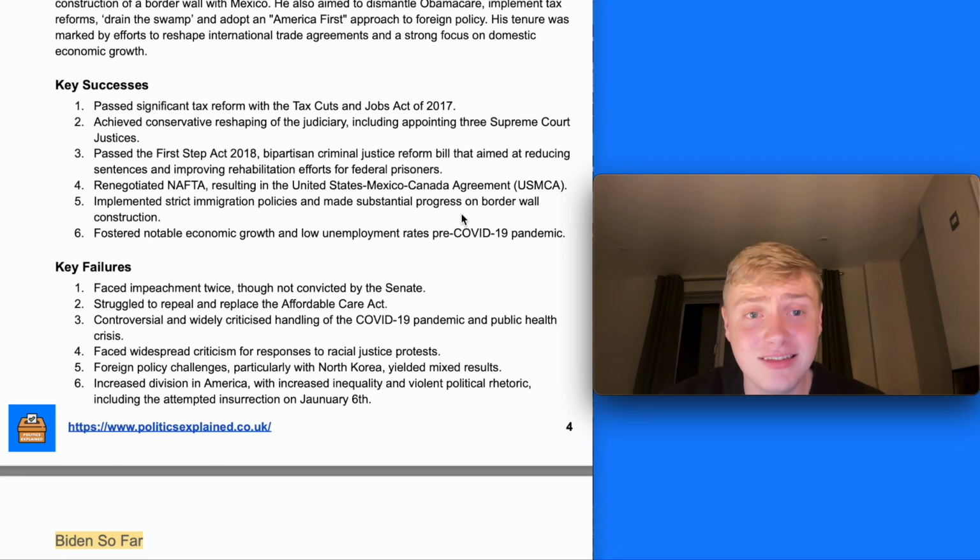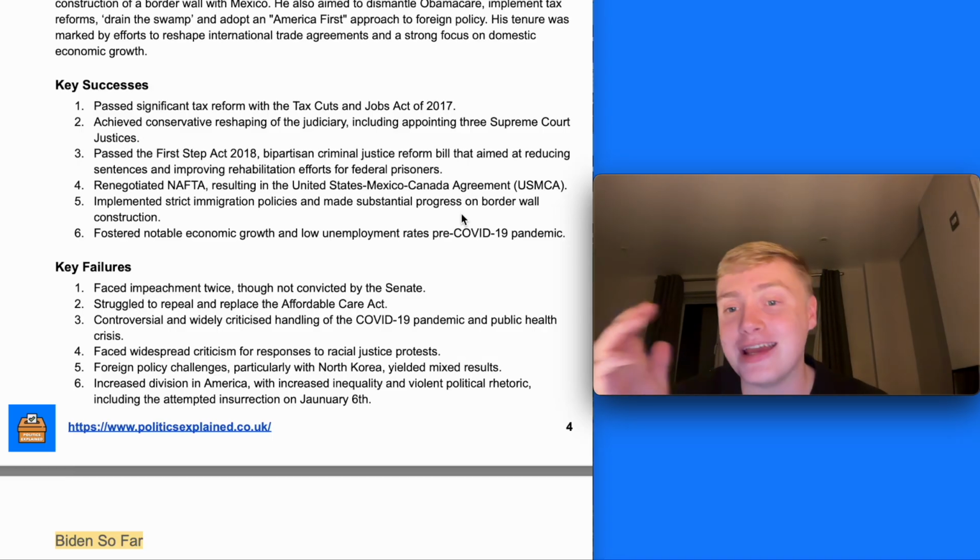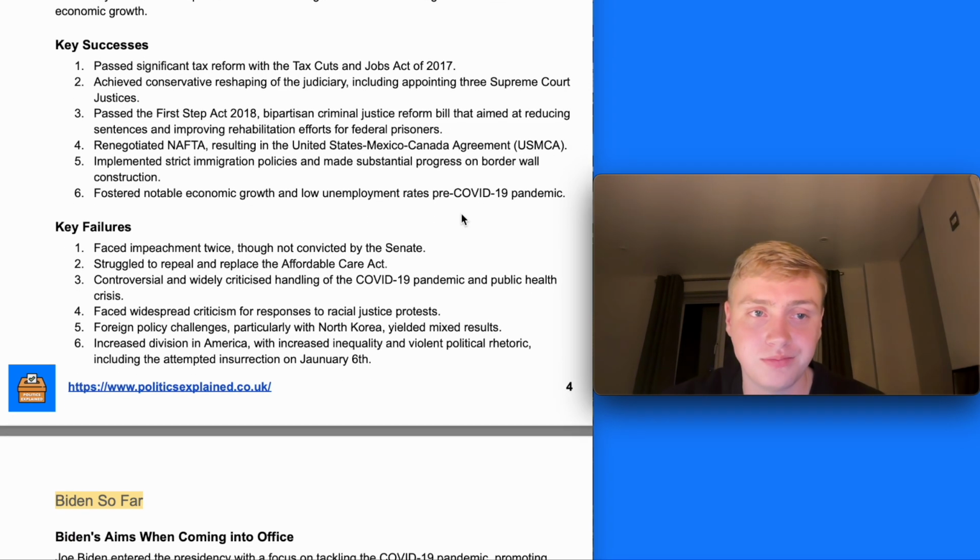In terms of key successes, he passed the Tax Cuts and Jobs Act of 2017, achieved conservative reshaping of the judiciary, including appointing 3 Supreme Court justices himself, and effectively ending the presidency with a 6-3 Conservative majority in the court. He passed the First Step Act of 2018, which is a bipartisan criminal justice reform bill aimed at reducing sentences and improving rehabilitation efforts for federal prisoners.